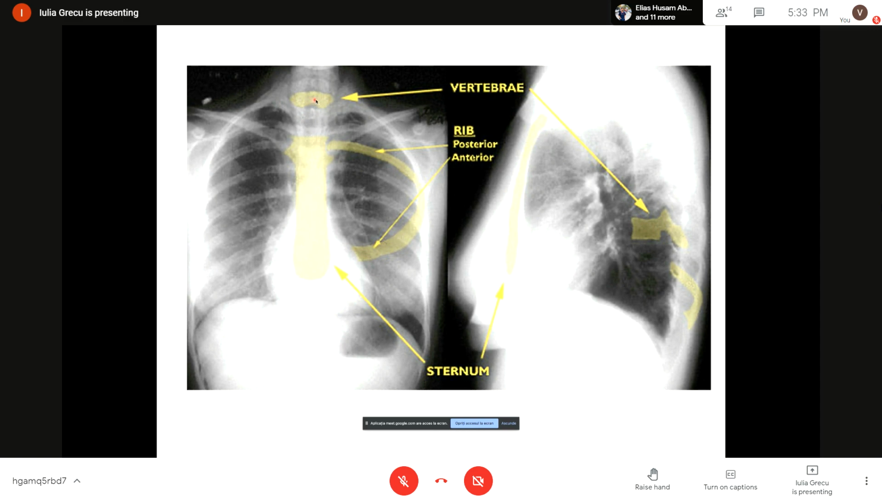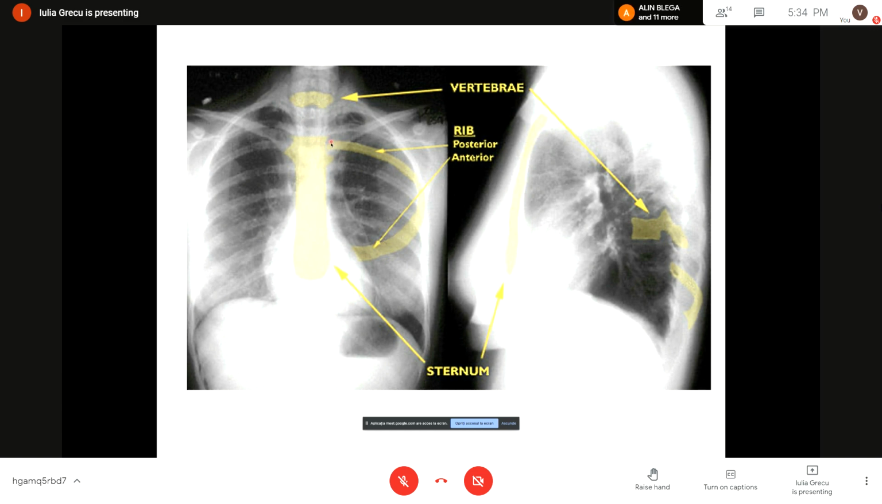Bony structures. We have in the midline the vertebral column, which is much better seen in the lateral view. Each vertebra is formed from a body, which is this quadratic structure here, connected with the pedicle to the posterior arch. So this is the body, this is the pedicle, this is the spinous process. And between two vertebrae, there is the intervertebral space.